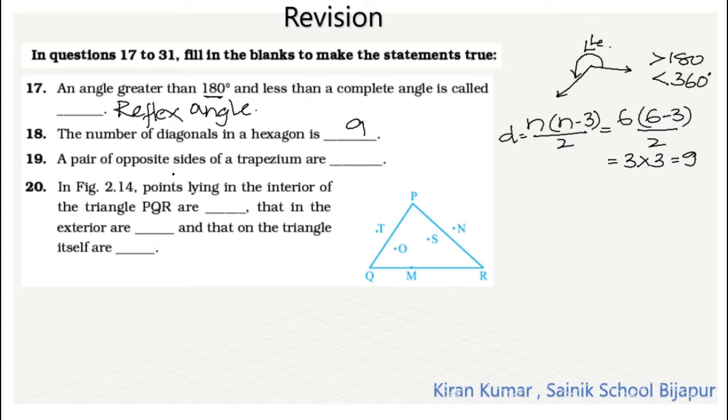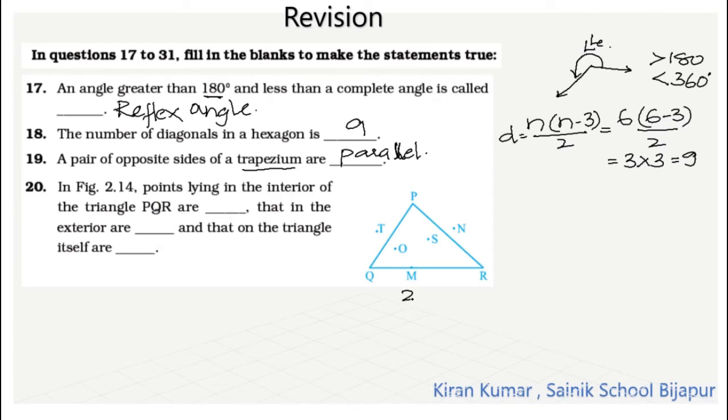A pair of opposite sides of a trapezium are parallel. A quadrilateral in which only one pair of the opposite sides are parallel to each other is called a trapezium.